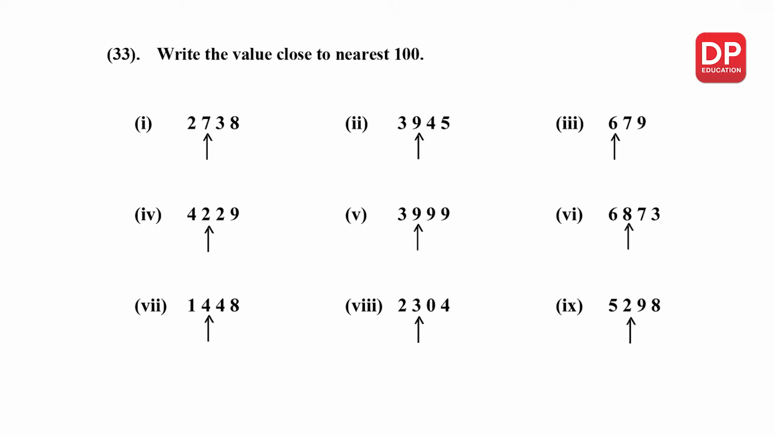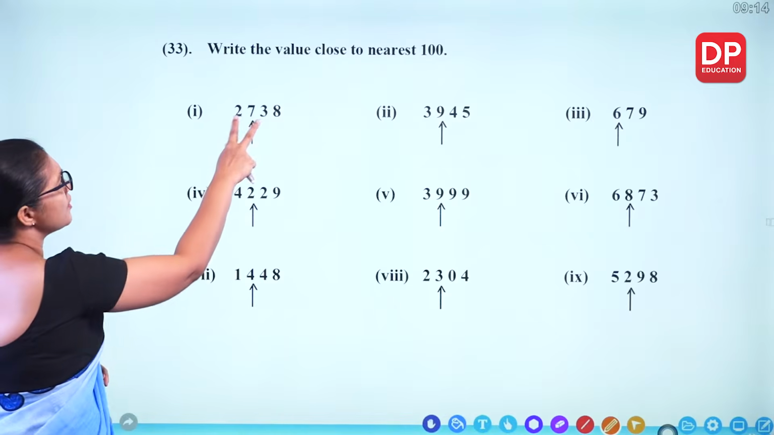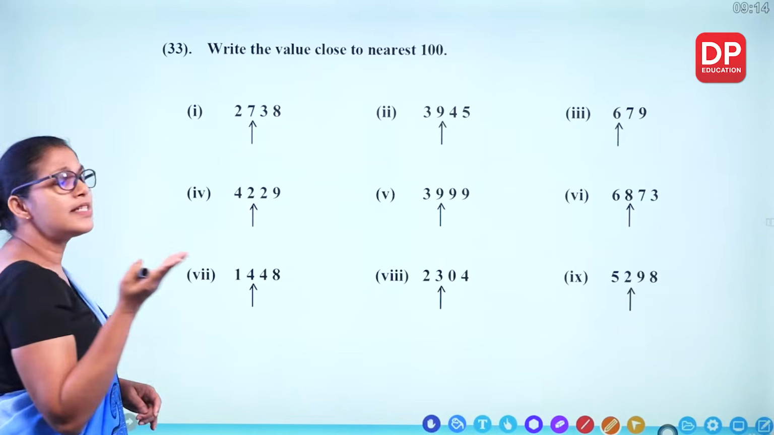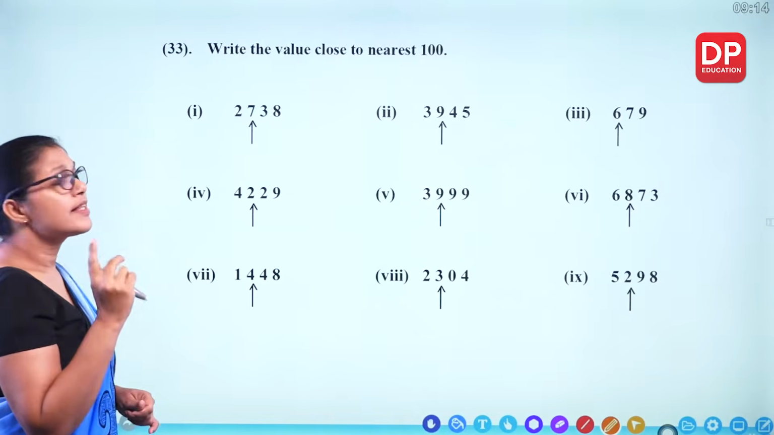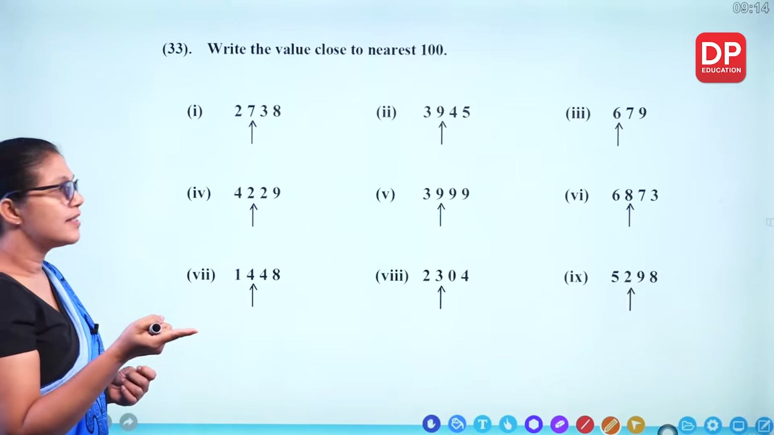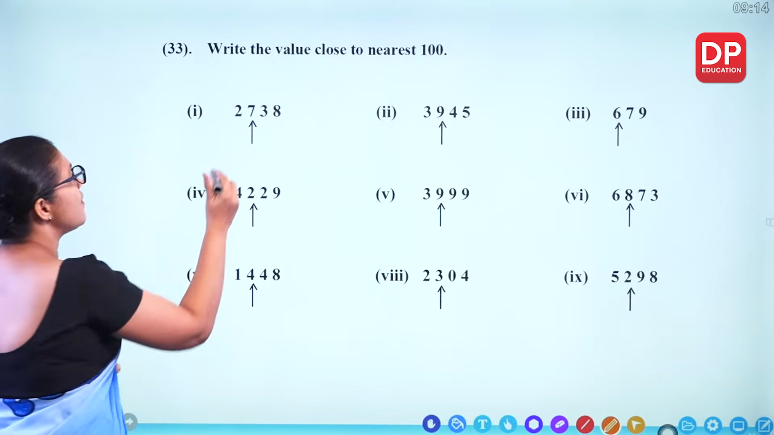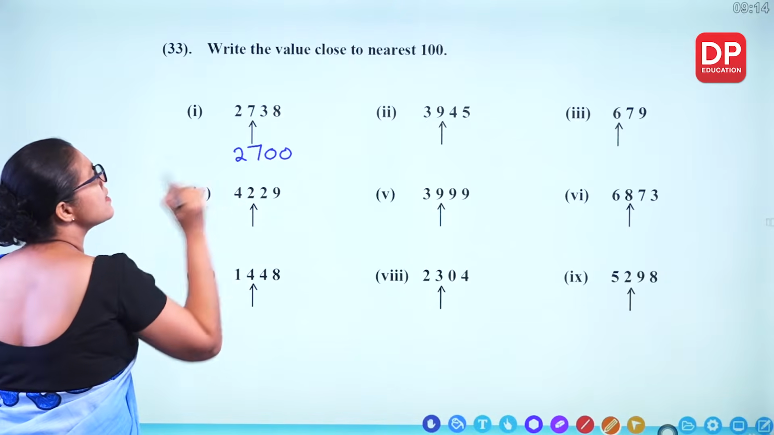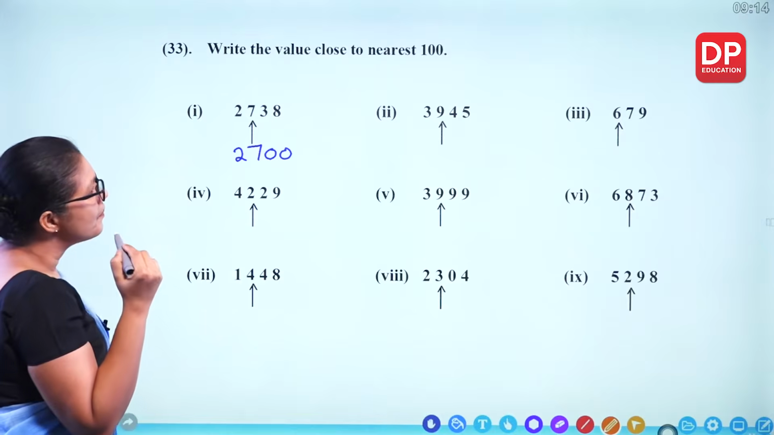Write the value close to the nearest 100. Now what can we say? We only take the hundreds place. 738. Is it 700 or 800? This is close to 700. So we can write this as 2700.